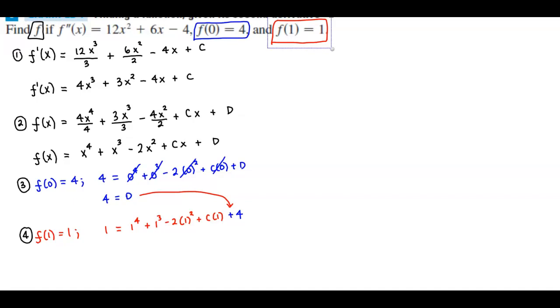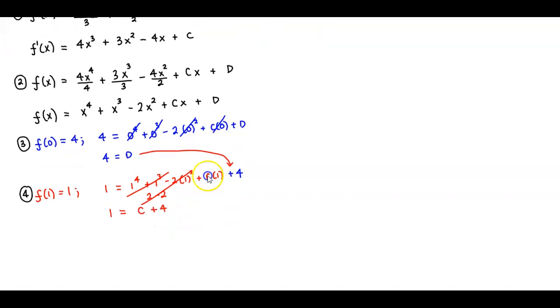Because we're going to get here 1 to the 4th plus 1 to the 3rd, which is going to give us 2, minus 2 times 1 squared, so that's going to give us 0. And then we have plus c and then plus 4. Okay, so if we want to solve for c, we're going to subtract 4 from both sides, so we get negative 3 for c.